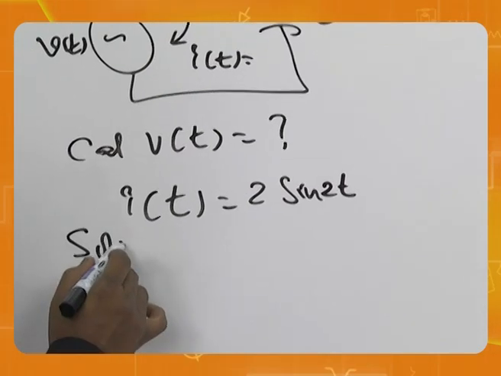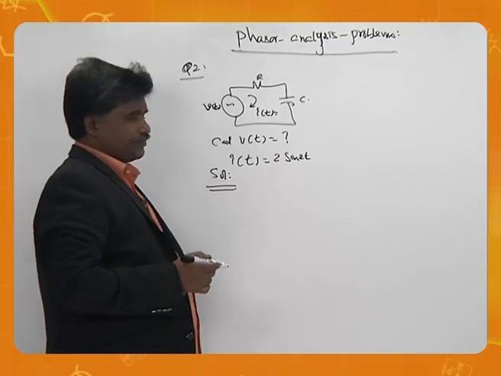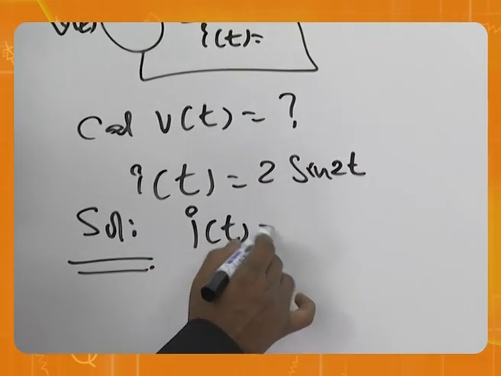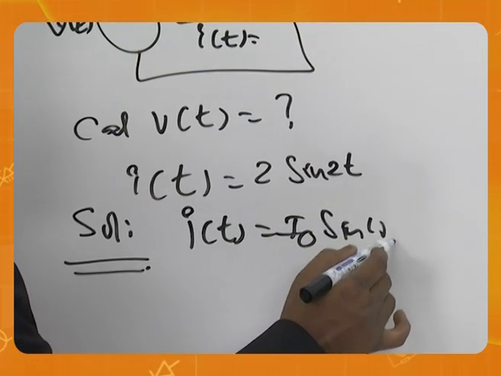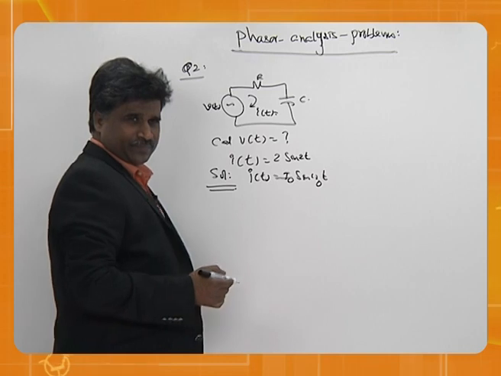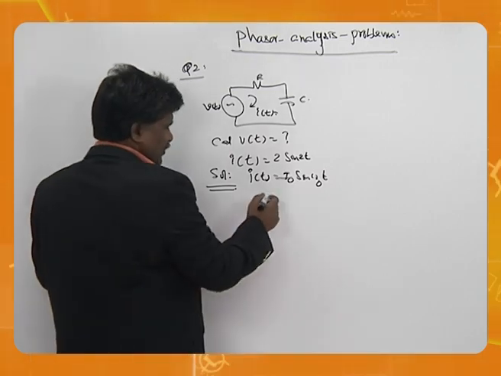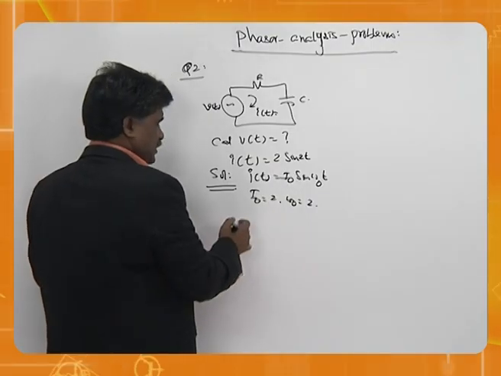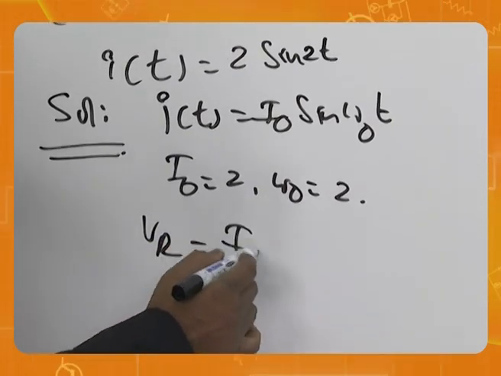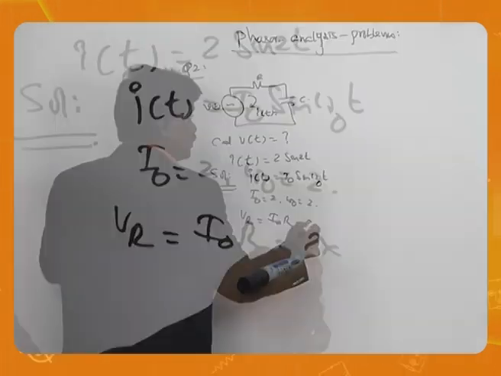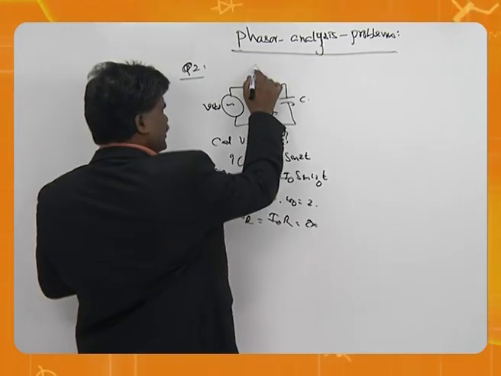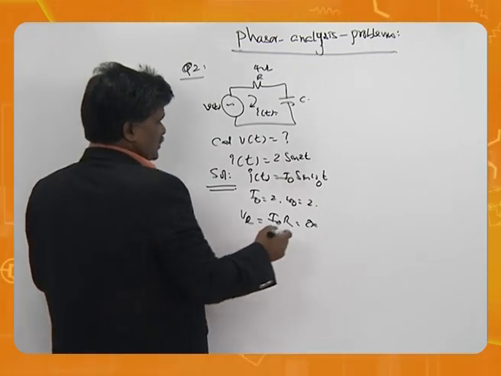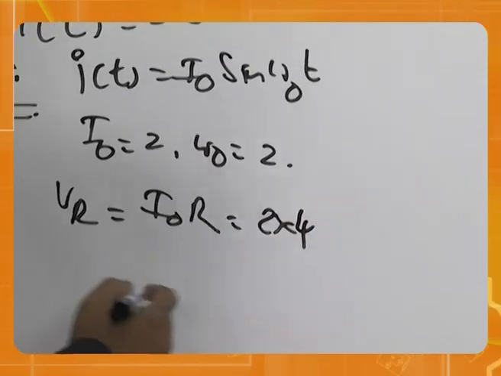First, let us interpret this. So when I say solution, first interpret the answer. I of t is generally I naught sine omega naught t, or omega t. So what will happen? I naught is equal to 2, omega naught is 2. Then what is VR? I naught into R, 2 into the value of the resistor given, which is 4. Okay. So 4 into 2.